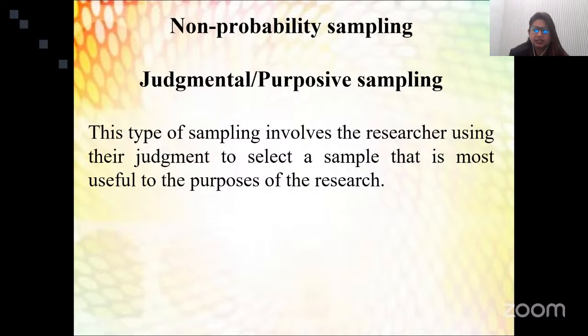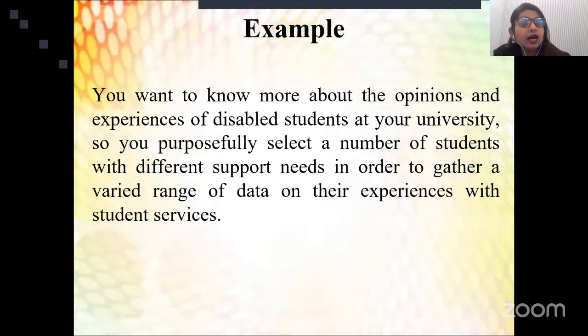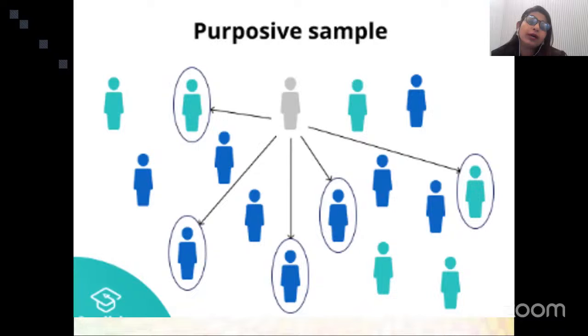So if I'm giving it according to my judgment only, then it is a purposive sampling. Just take an example here. Okay, so this is the entire population, right? From this population, this is my sample size. I'm picking it according to my judgment. If I'm saying I'm picking it according to my judgment, it means I'm not giving equal chance to each and every element to come under my study. Right? I'm picking according to my choices only.